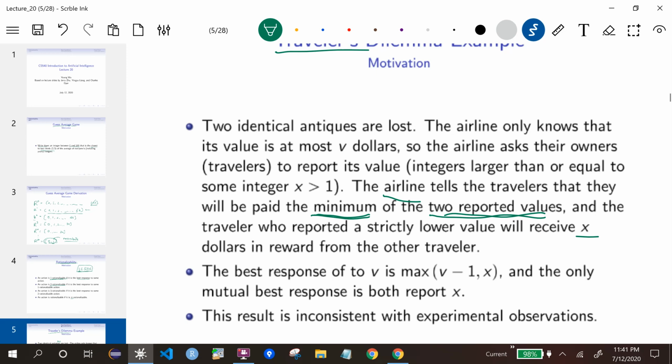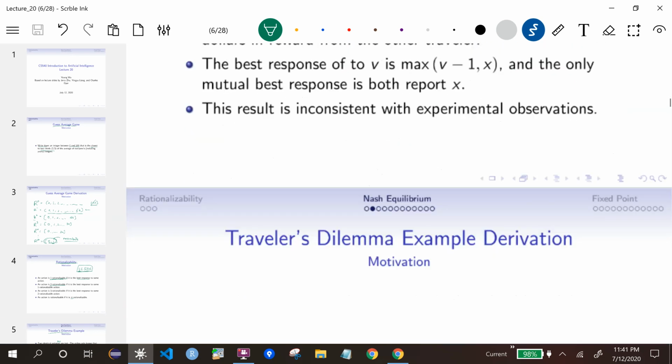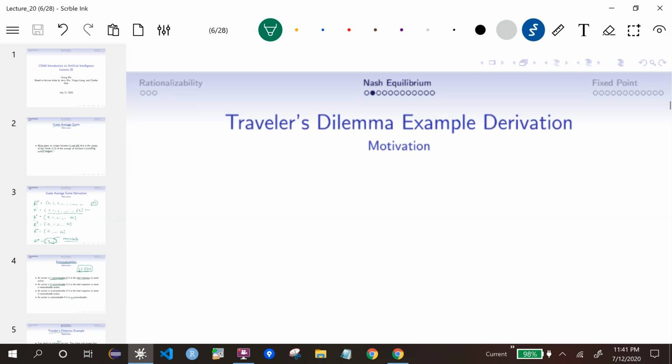So, for example, if one player reported, say, 100 and the other player reported 99, then both of them will get $99, but the traveler who reported 100 will be punished by giving X dollars to the other player. So that's the idea here. If they report exactly the same, they will not be punished. They will just get the value they reported. Okay, so let's analyze this game the same way as we analyzed the 2/3 of the average game.